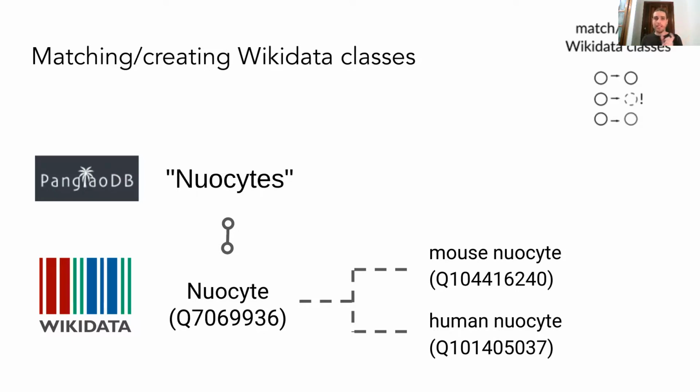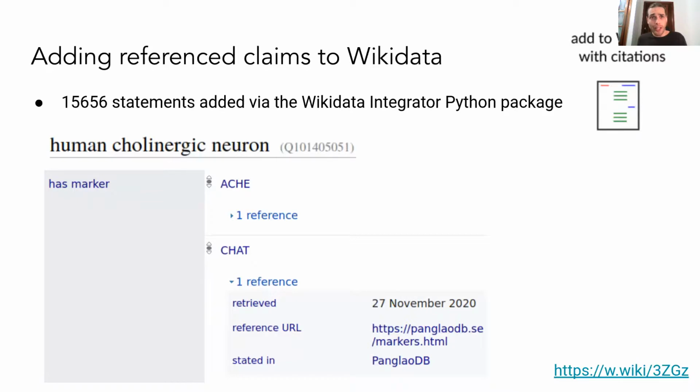So we matched every cell type on PanglaoDB to a cell type on Wikidata manually. You search Wikidata for the concept that would match the intent of the original database. And then we created 2 subclasses of this concept, one for mice and one for humans. And these mice and human cells we connected to their markers. In total, we added about 15,000 statements to Wikidata.